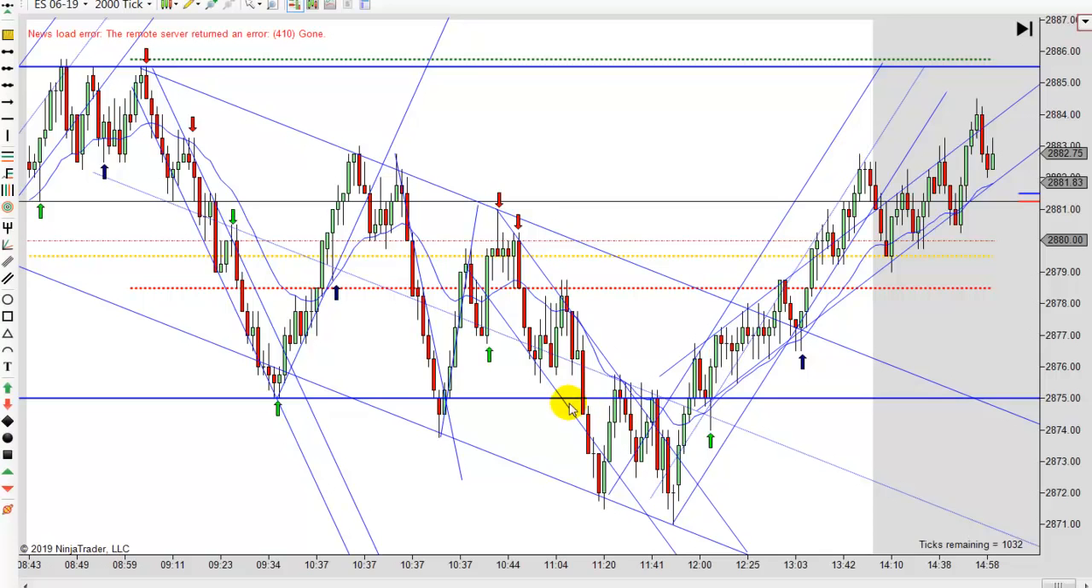Notice how we got back inside the range and we bounced right off the original support area right across there. Look how it's acting as resistance here. Now it's acting as support. It's another reason I like it.